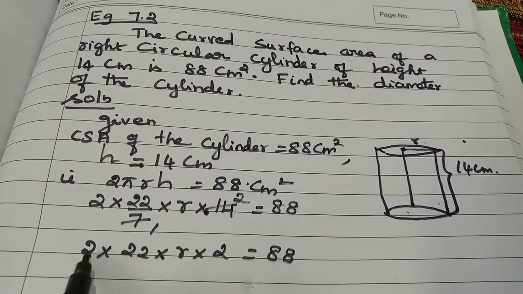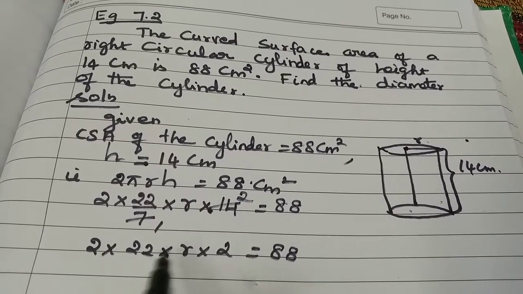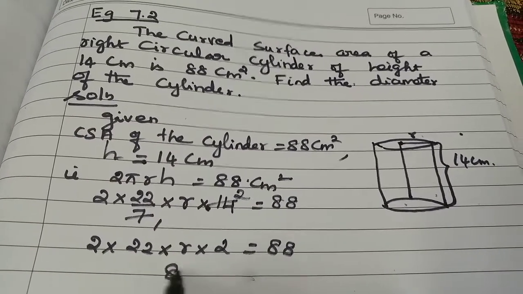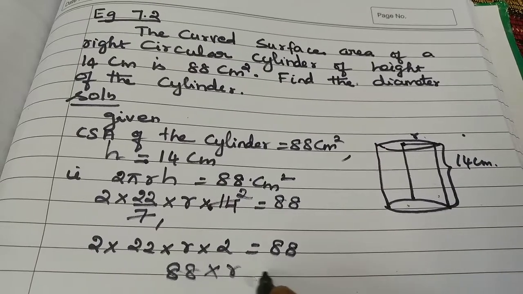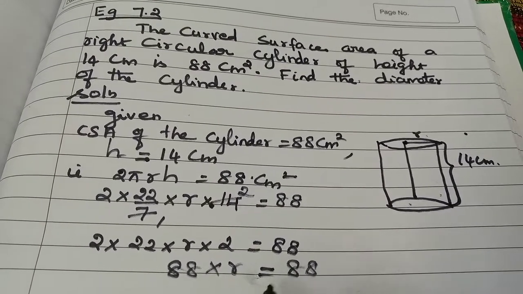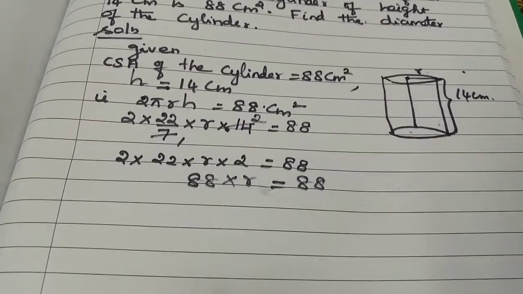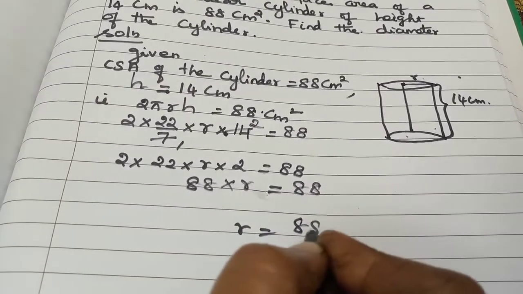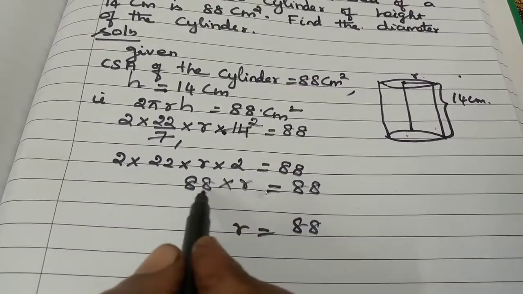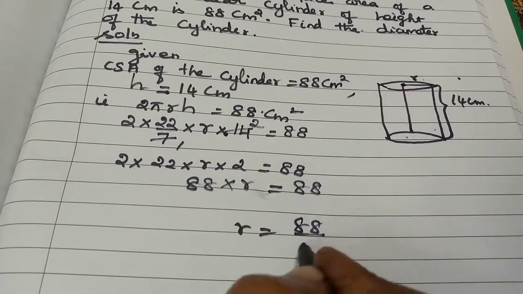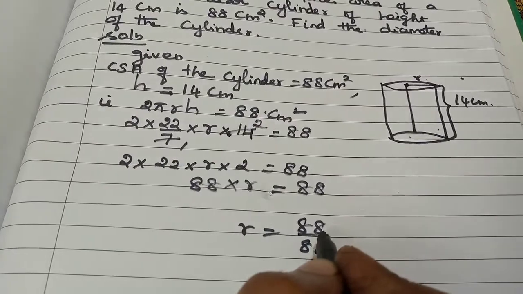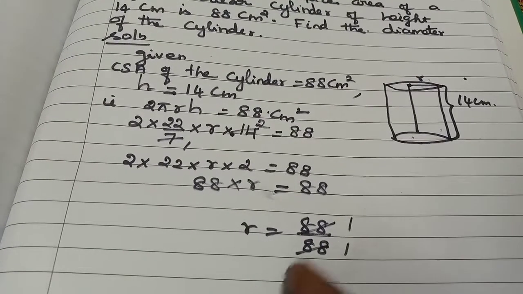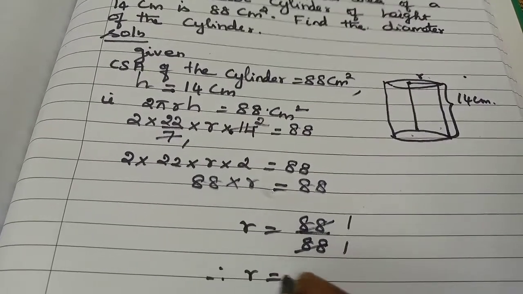Let's multiply 2 into 22, 44. 44 into 2, 88 into r is equal to 88. From here, we have to find r. For that, r is equal to 88, it is in multiplication form. This 88 take right side, so it becomes the denominator 88. So it can be cancelled one time, therefore r is equal to 1.